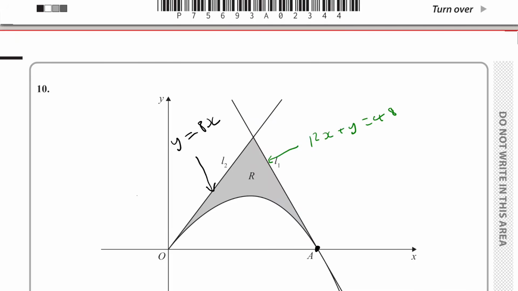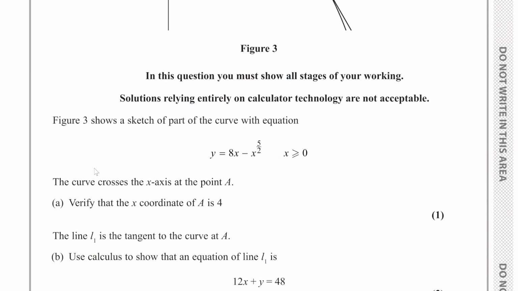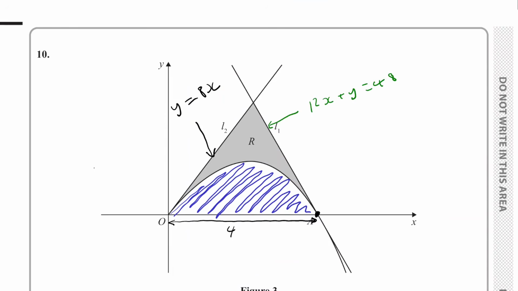What we're going to do here is find the area under the curve using integration. Then we're going to find the area of the triangle by doing half base times height. Then we'll do the area of the triangle, take away the area under the curve to find R. So we're going to need to know the perpendicular height. We know the base because A was at 4, so this triangle has a base of 4.